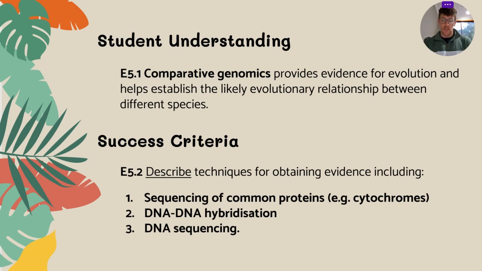For success in this lesson, you should be able to describe the three techniques that you see in the success criteria. So how we can actually use amino acid sequencing, or the sequencing of common proteins, to determine genetic relationships, DNA hybridization, or just DNA sequencing, which is something we've already learned about in the past.